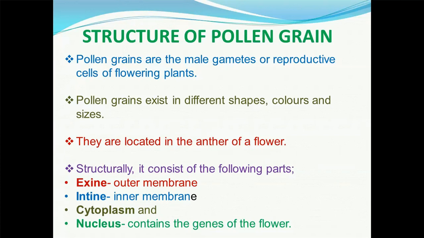Number 2, intine, which is the inner membrane. Number 3, it also has a cytoplasm. And lastly, number 4, the nucleus. The nucleus is the part that contains the genes or the DNA of the male part of the flower.